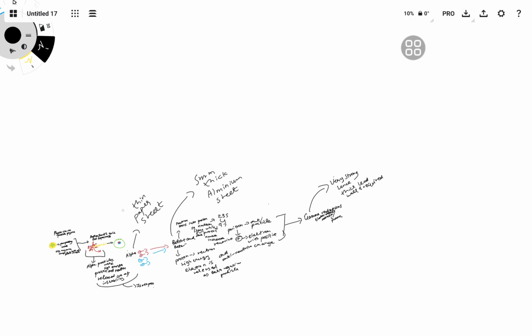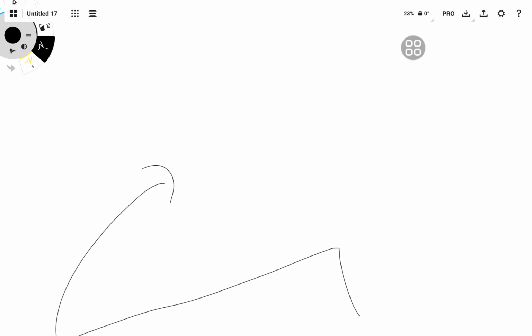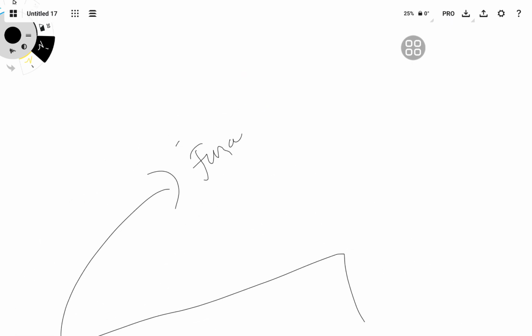So next, covering all of this, we have fundamental particles. The spelling is wrong. I'm an idiot. I used to have good English, but I'm now a dumb idiot.